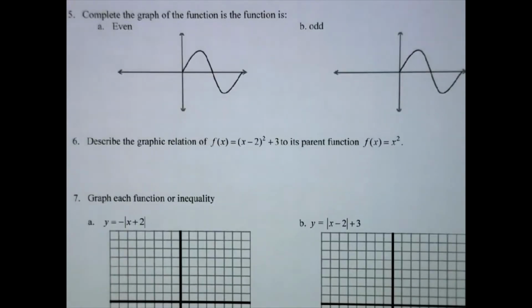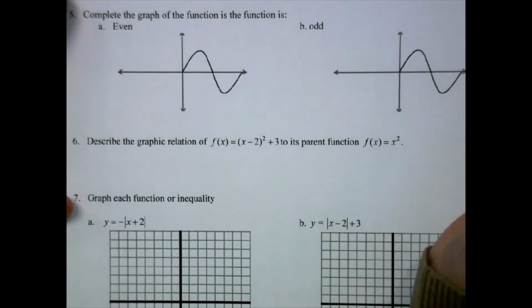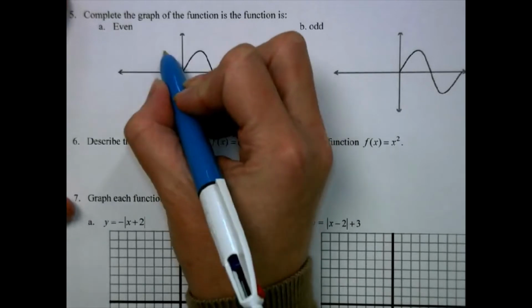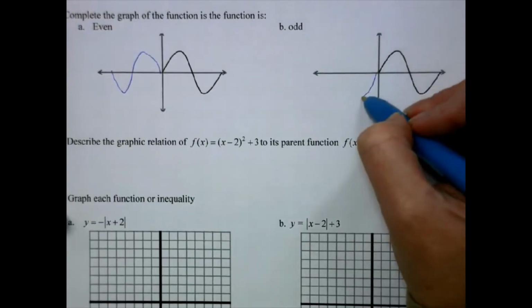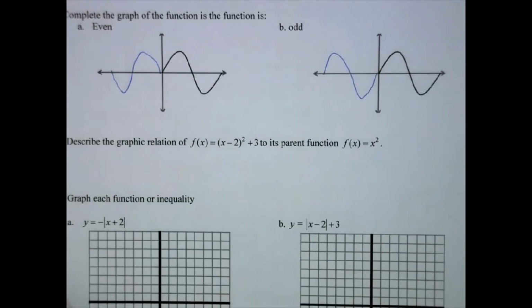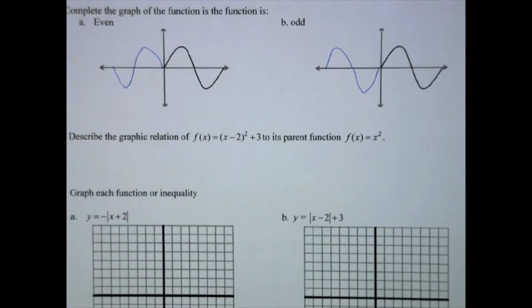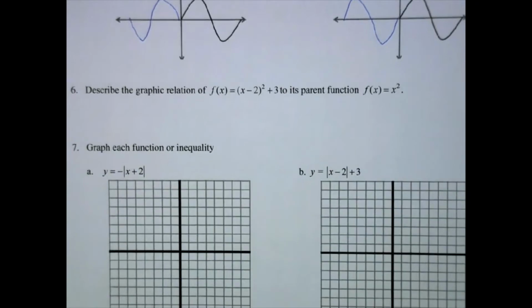So if we want to complete the graph, again, this will be multiple choice, so you just have to find the right answer. Even is going to be symmetric to the y-axis. Odd is going to be symmetric to the origin. So if you flip it upside down, it's going to look the same. All right.